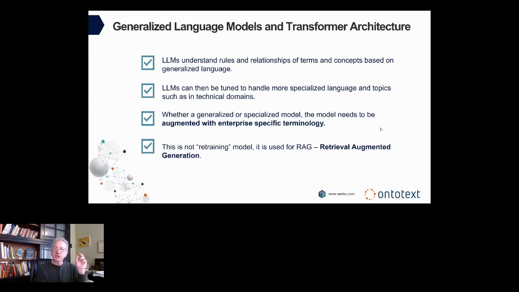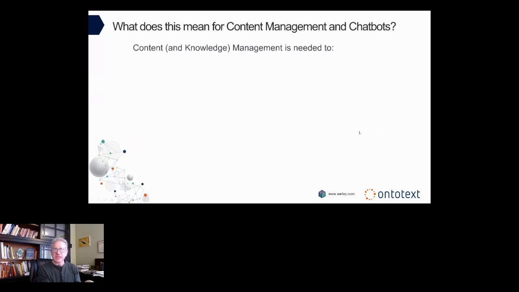So again, when we start looking at this, it understands concepts and terms and relationships based on generalized language. They can be tuned to more specialized language or topics in, say, technical domains with your technical content, your particular competitive IP. And whether it's generalized or specialized, it still needs to be augmented with the enterprise-specific terminology that comes from the knowledge graph. So the knowledge graph is critical to having LLMs perform as they should. And again, it's not necessarily retraining the model, right? Because that can be costly. It's using retrieval augmented generation. And I have a very quick animation on that.